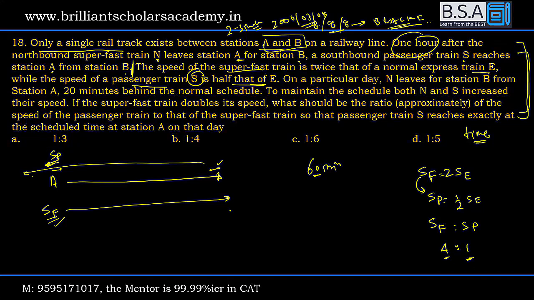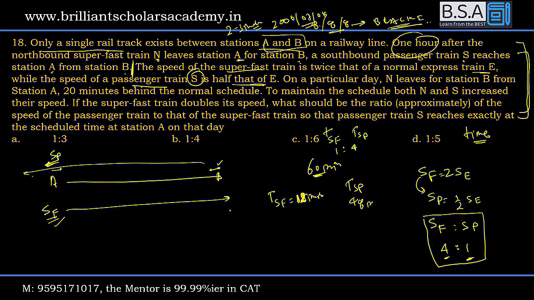Its speed is 4 times, so this one's speed is 1. Now you remember the speed ratio is inverse of time. That means the time of superfast train and the time of passenger train is 1:4. If you divide 60 minutes, the superfast train takes 12 minutes to complete the journey, being 1 out of 5 parts. And the passenger train, 4 times of that, will take 48 minutes to complete the journey.